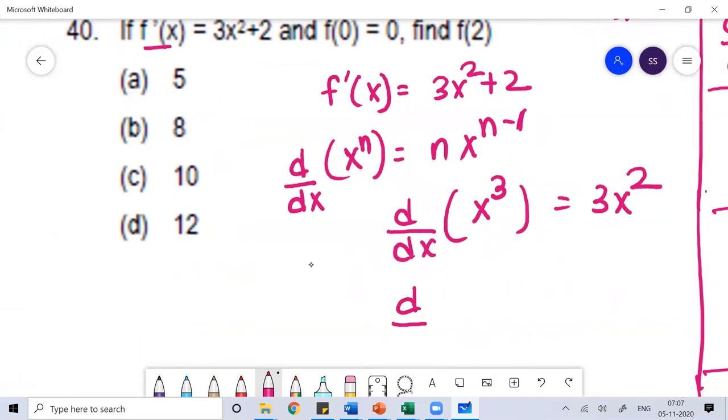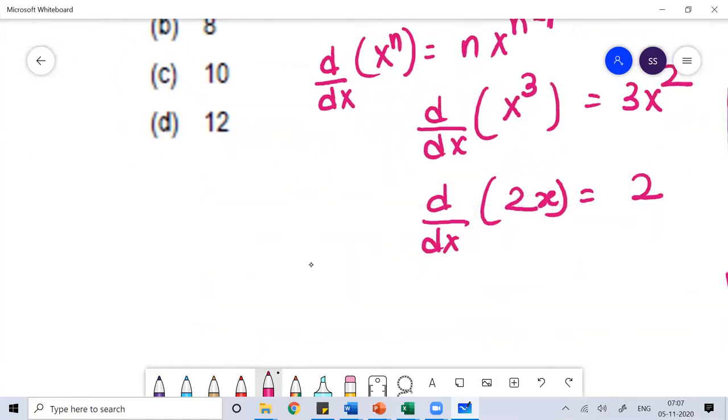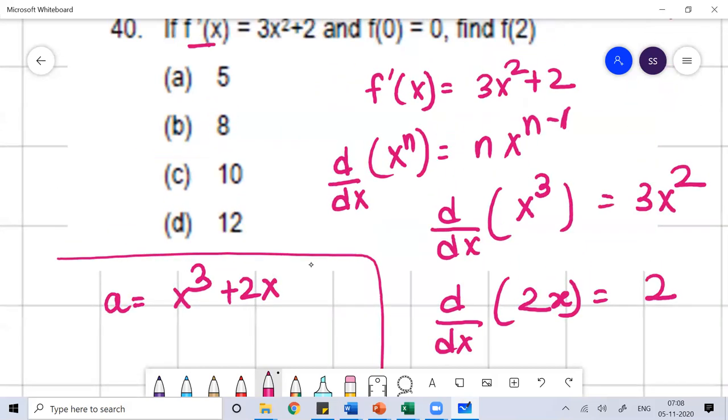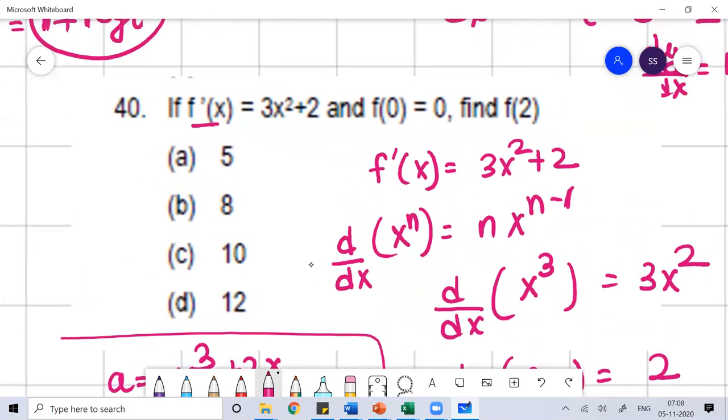And then how will you get 2? You'll get 2 if you are differentiating 2x. Otherwise, the differentiation of a constant is zero only. You know that. So what was your variable? Suppose a, that was x cube plus 2x. This was basically your a, and you can see this f into a.